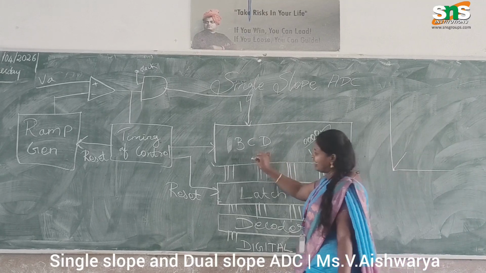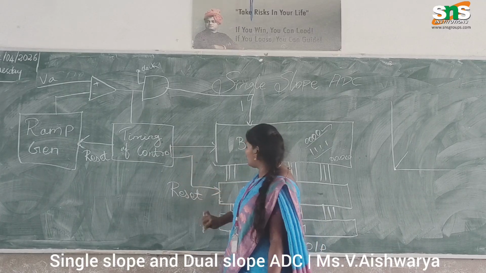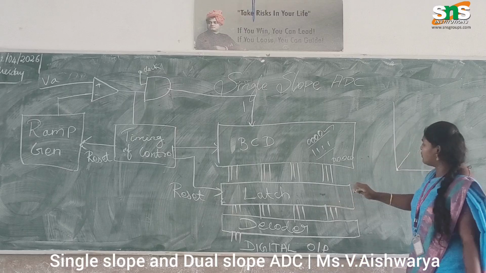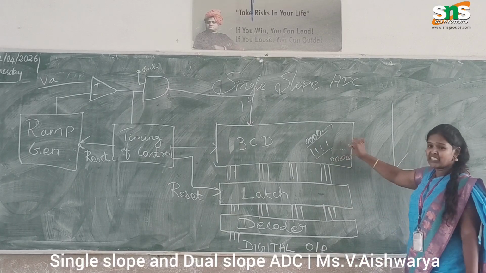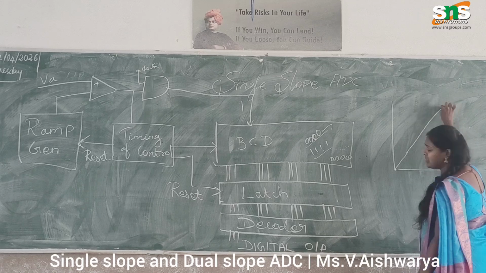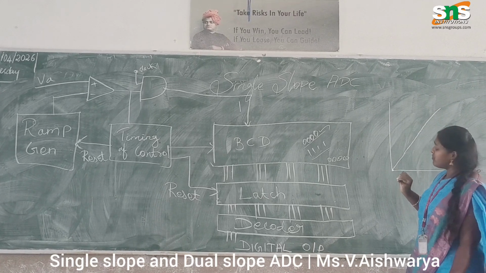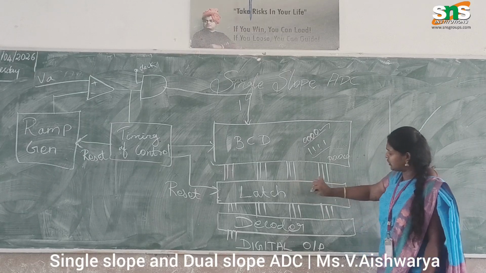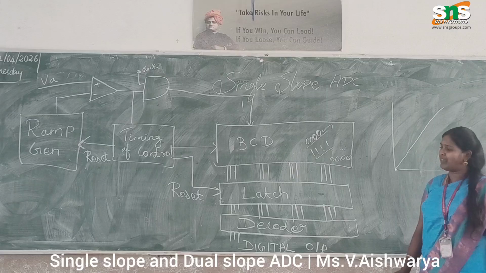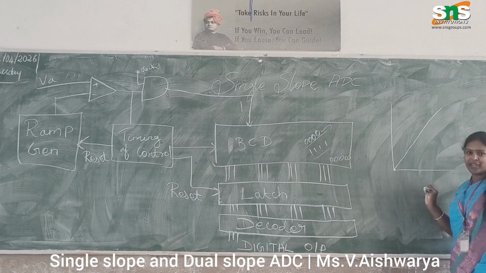At that time, the timing control will give the reset signal to this latch and this ramp generator. When the BCD reaches the 1 1 1 condition, until that time the ramp generator will generate the waveform like this. After resetting, the latch will send the signal to the decoder, and then we will get the digital output by using this circuit. So this is the single slope ADC.